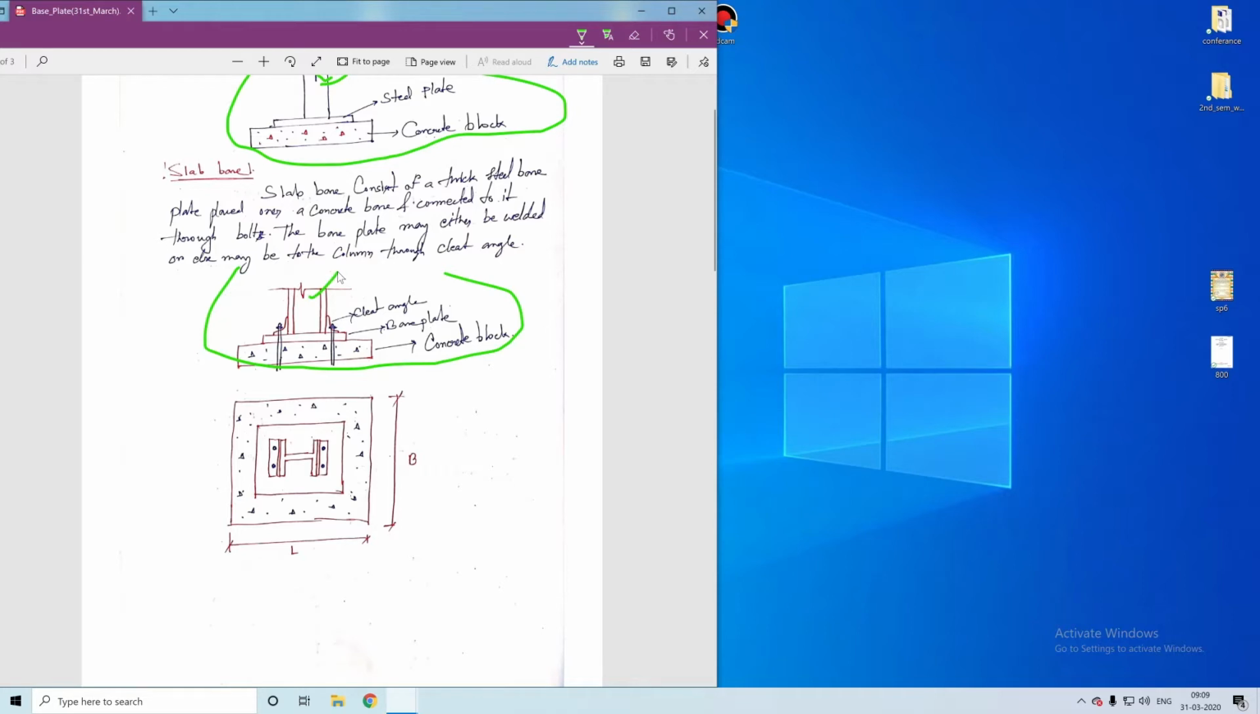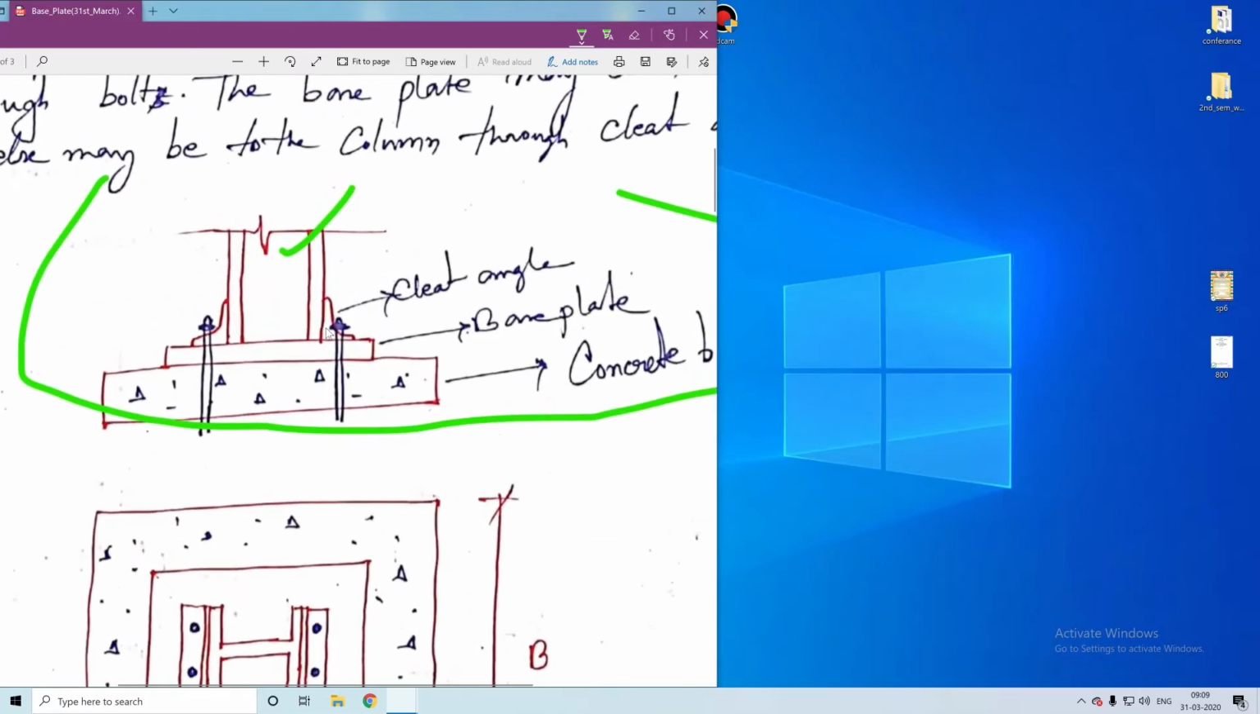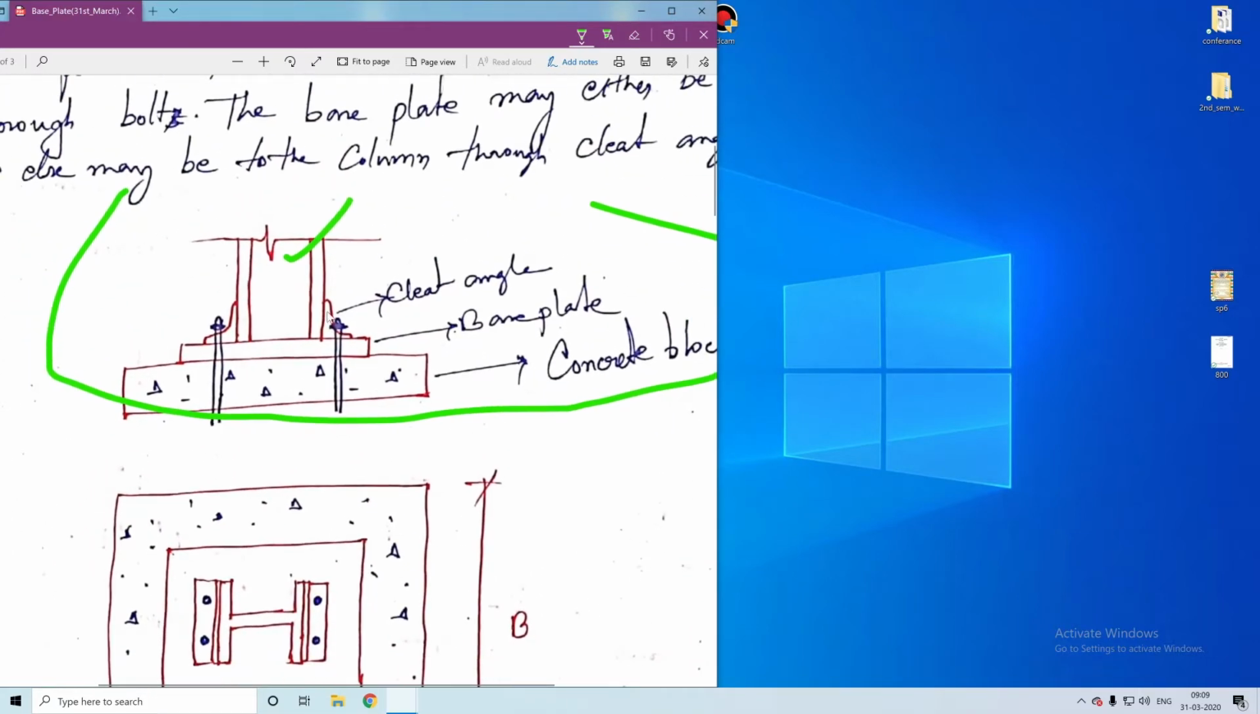This is the I section. This is the side sectional view. This is connected with some angle section. Using some angle section, this is connected with the plate, and this plate is connected to the concrete block using the bolts.